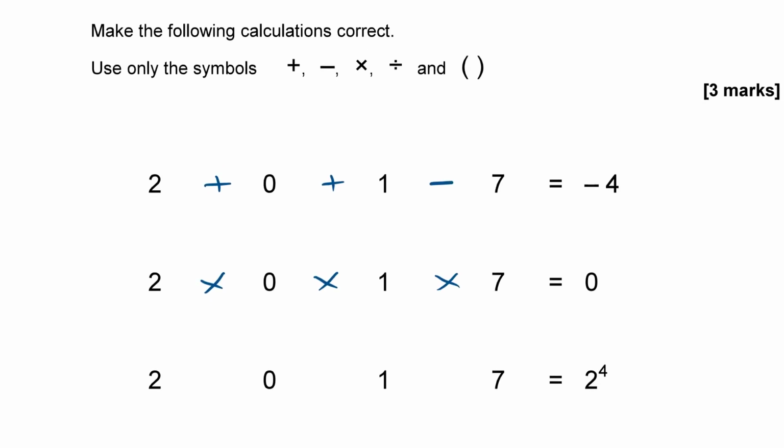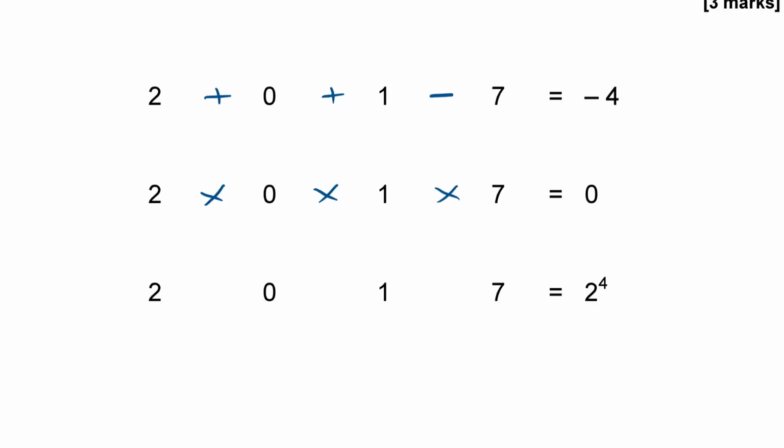Finally, I've got 2, 0, 1, and 7, and I need to make that equal to 2 to the power of 4. What is 2 to the power of 4? 2 to the power of 4 is 2 times 2 times 2 times 2, which is 2, 4, 8, 16. So actually, that's equal to 16. Now, is there a way of getting this number equal to 16? Well, if I add those two together, I'm going to get 8. And if I add those two together, I'm going to get 2. And then if I times them together, I should get 16.